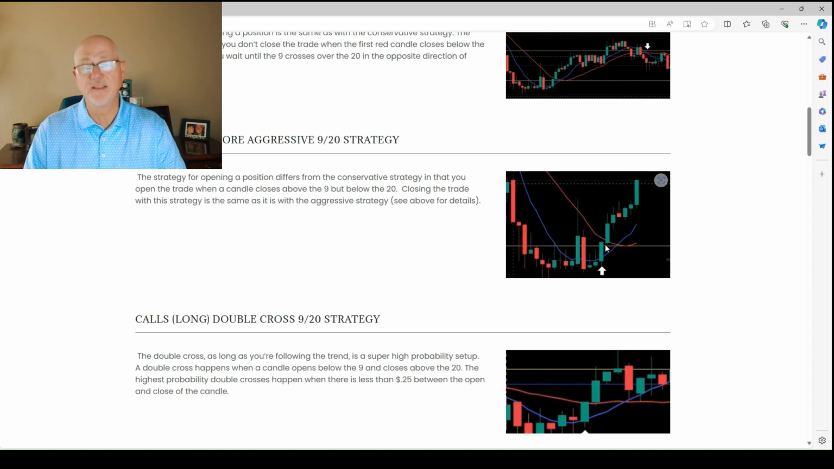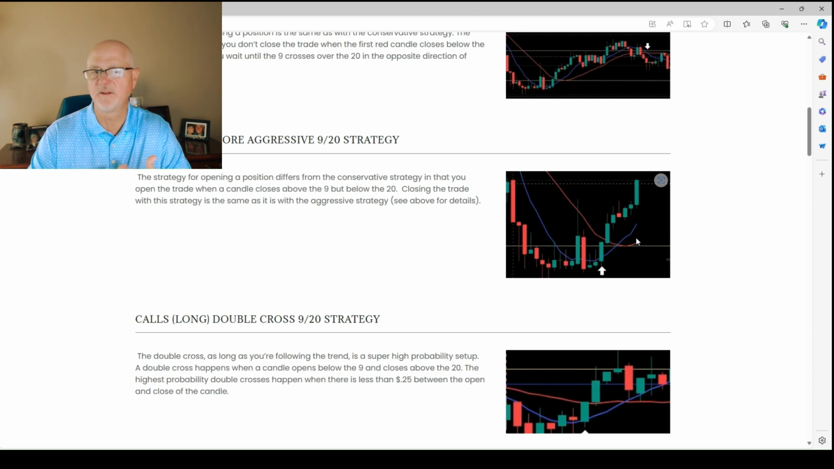So again, this candle right here, it's my favorite play out there, folks. It's my favorite play out there. So put on that trade right there. Now, closing the trade, you can use either the conservative strategy or you can use the aggressive strategy for closing out the trade. Either one is fine. And you can mix and match.